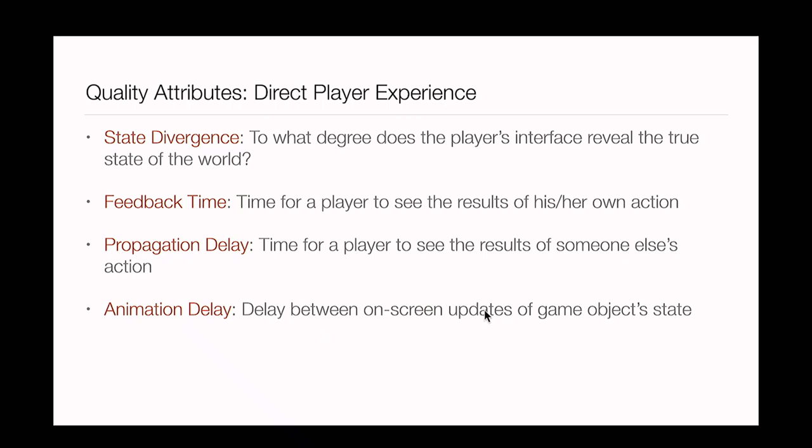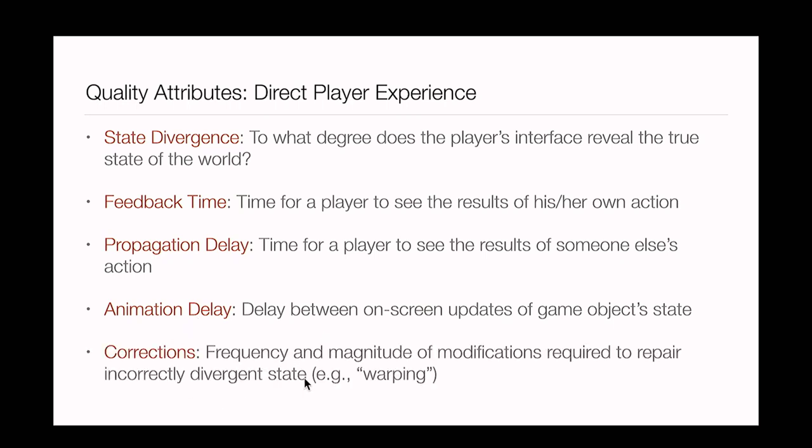Animation delay is the delay between on-screen updates of the game's object state. In many games, part of the game state is stored on a server somewhere. In order for your computer to update the visual appearance of the game, it has to talk to the server to get the game state. The server then has to communicate the information back to the client, and only then can your game actually update the appearance of your game state. And so if animation is involved, you might see glitches or delays in the animation.